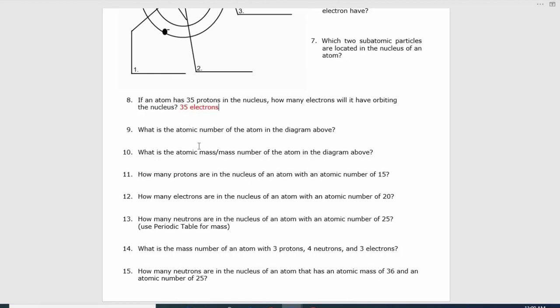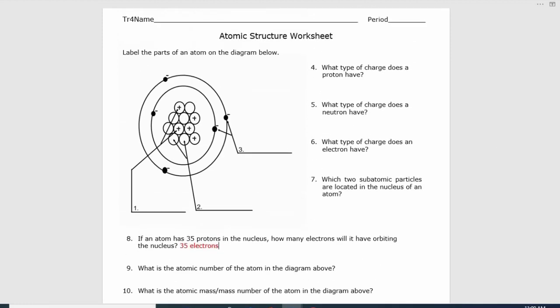Okay, question 9. What is the atomic number of the atom in the diagram above? We know that the atomic number equals the number of protons or electrons. So we must count the electrons or protons. So we have 1, 2, 3, 4, 5. So yes, the atomic number will be 5. Excellent.